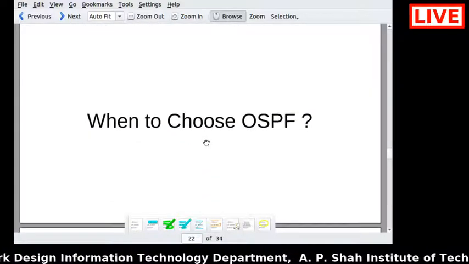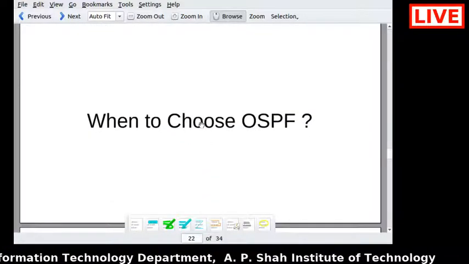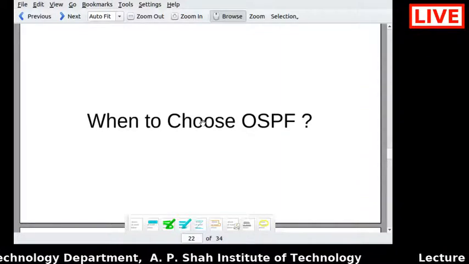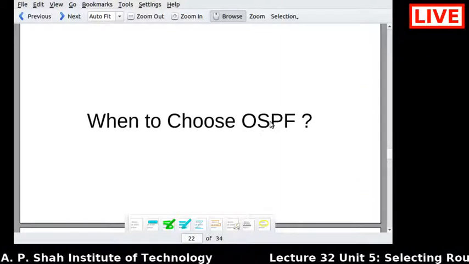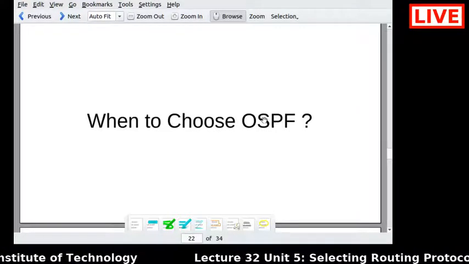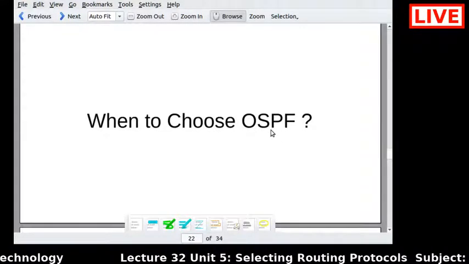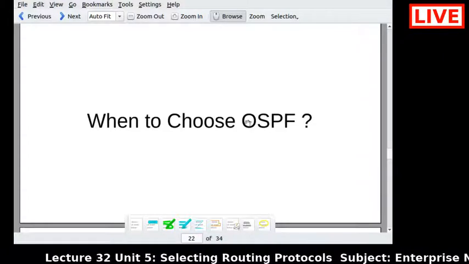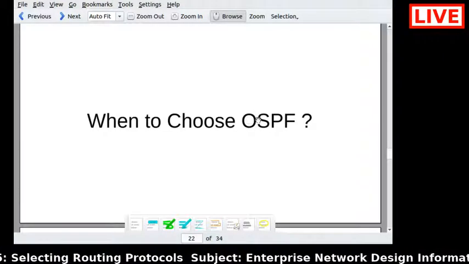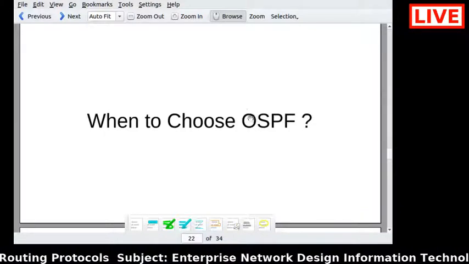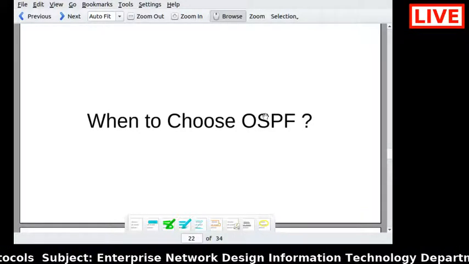Then when do you choose OSPF, Open Shortest Path First protocol? Obviously you already know OSPF is also a link state routing protocol. It uses the shortest path first algorithm for calculating the best path. It uses Dijkstra's algorithm to find out the best path.